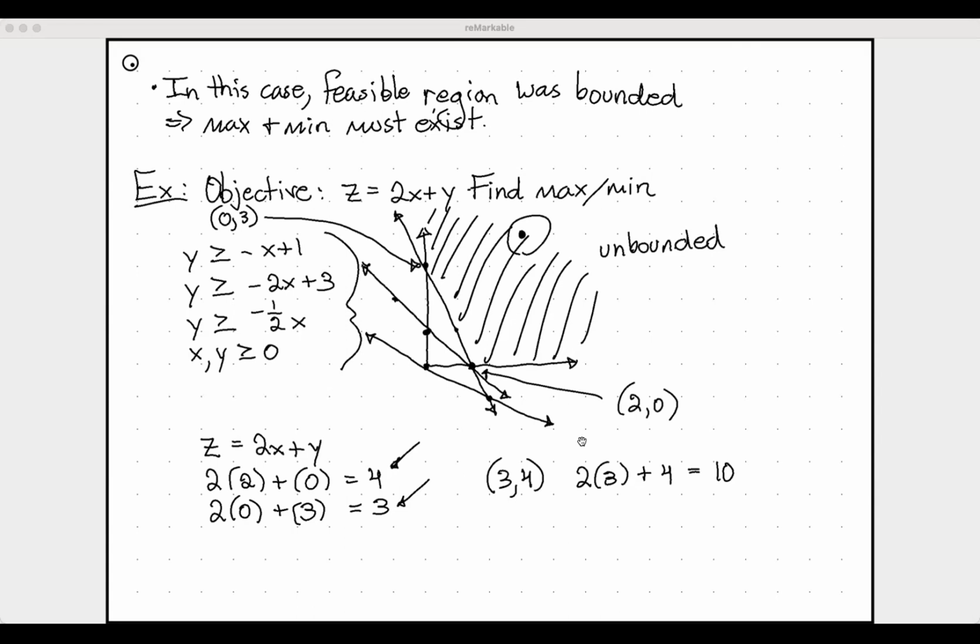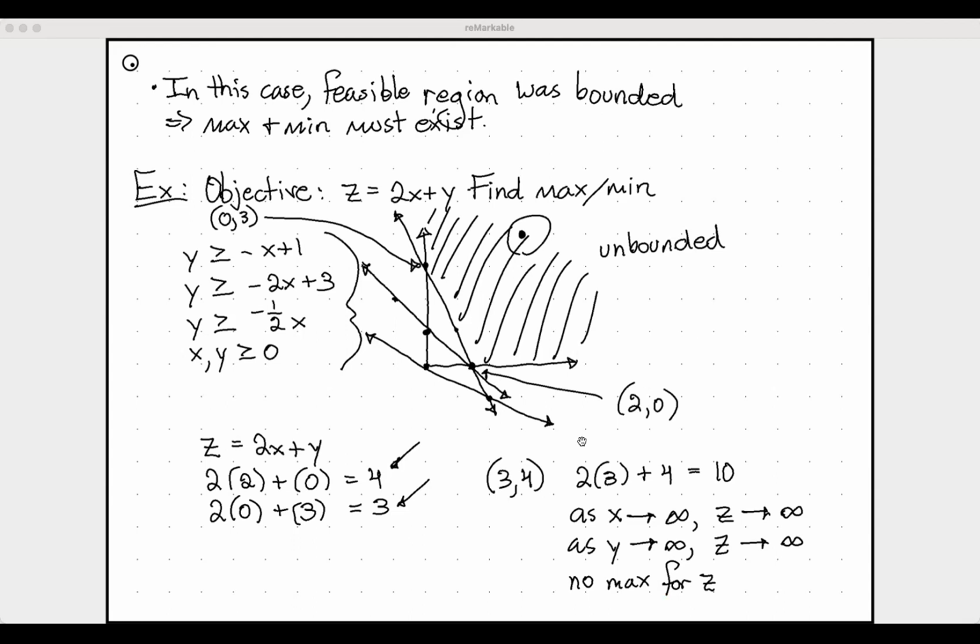Because I can go as far up as I want, and I can go as far to the right as I want. In fact, you can see as x goes to infinity, as we go to the right as far as we can, z will actually go to infinity as well. Right? If you increase x, z will increase without bound. And as y goes as far up as you want, z will also increase. Right, so there's no maximum value. No maximum value in this feasible region.